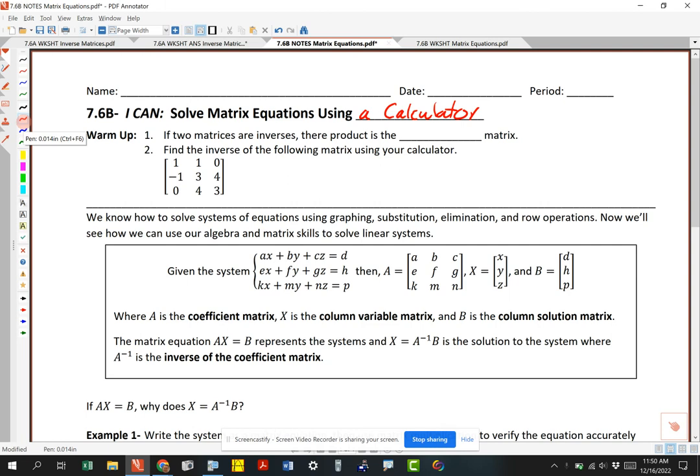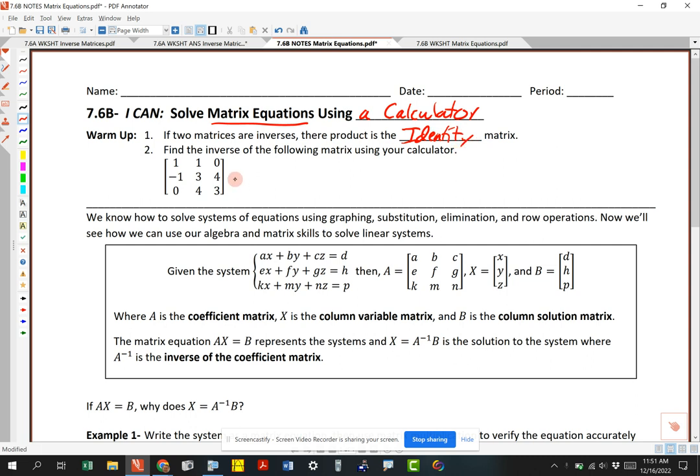Okay, so last section in Unit 7, 7.6, here's what we want to be able to do. We want to be able to solve something called a matrix equation, but we're going to be able to use our calculator for this. So can somebody raise their hand and tell us if two matrices are inverses, their product is the blank matrix? Practiced this a little bit yesterday. Caleb? Identity. And the identity is the matrix equivalent of a 1.